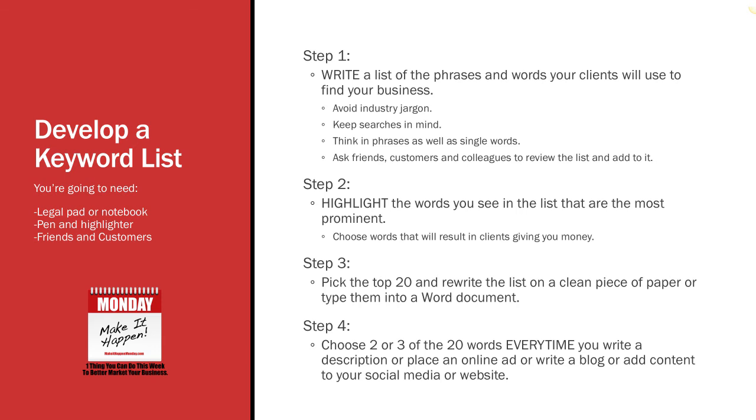Now go back to your descriptions. So the next step of this is to go to your descriptions. Your descriptions of your business on Facebook, your descriptions of your business on your website, and use 2 or 3 of those 20 words in those descriptions. And then pick 2 or 3 of them. They're not the same ones over and over again. You're just going to grab 2 or 3 from the list of 20. And every time you write a new description, or you place an online ad, or you write a blog post, or you add content to your social media or website, you're going to repeat that process of pulling 2 or 3 of those words out to use.